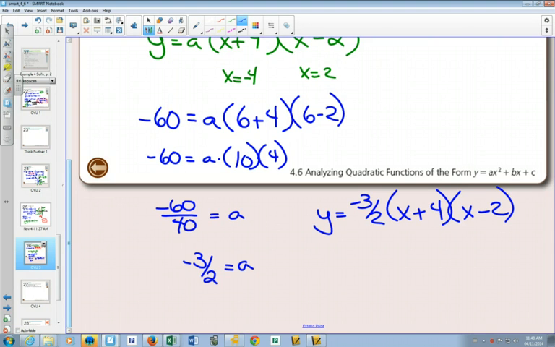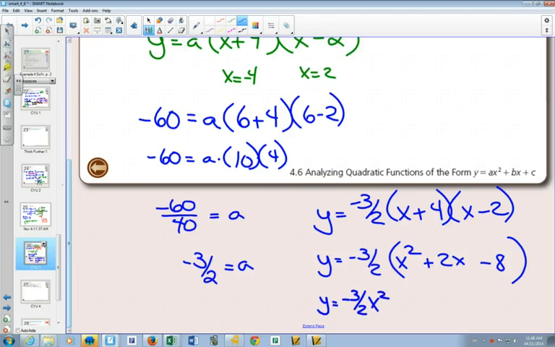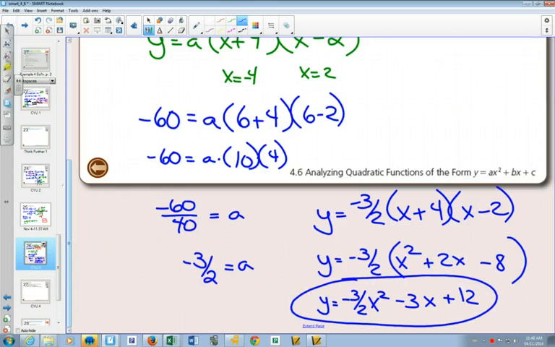Now, they want us to have it in the form y equals ax squared plus bx plus c. So now you just have to distribute, expand, get rid of all the brackets. If I FOIL inside the brackets, first ones will be x squared, last one's minus 8. Outside and inside together will be plus 2x. And finally, if I distribute that negative 3 halves, I'll get negative 3 halves x squared minus 3x plus 12, and now it's in the general form that was asked for.